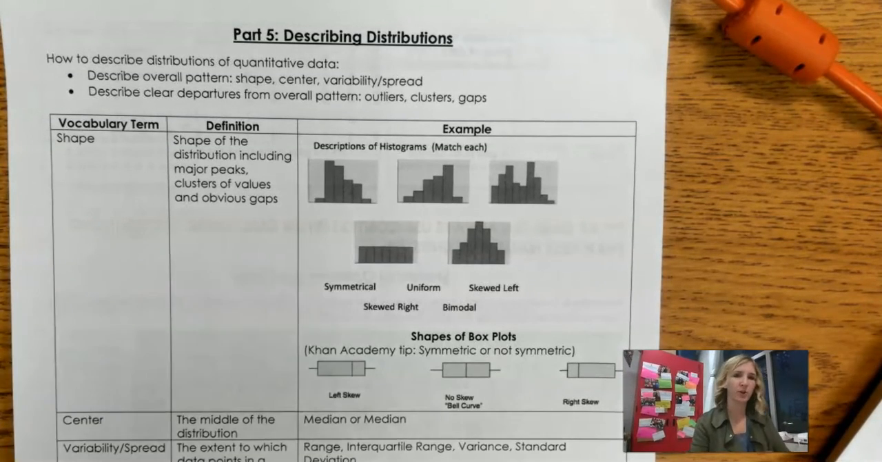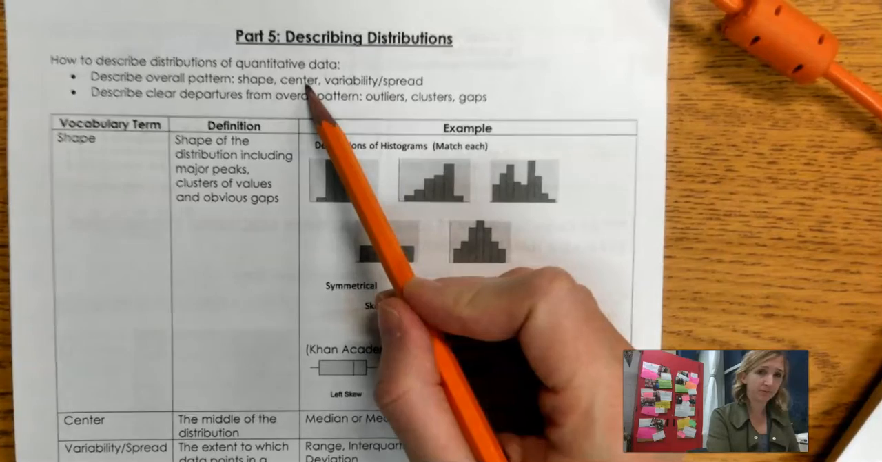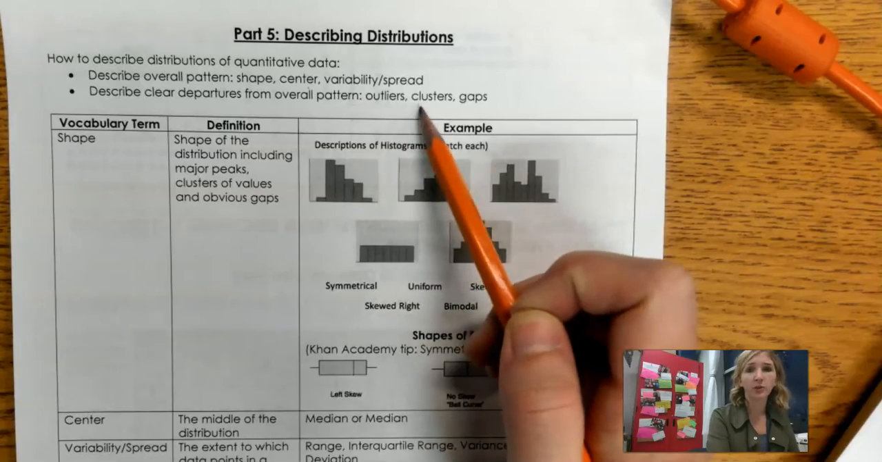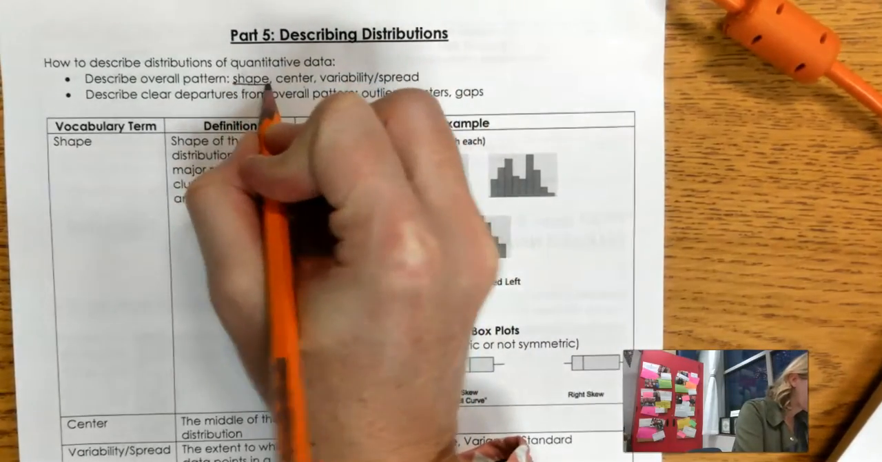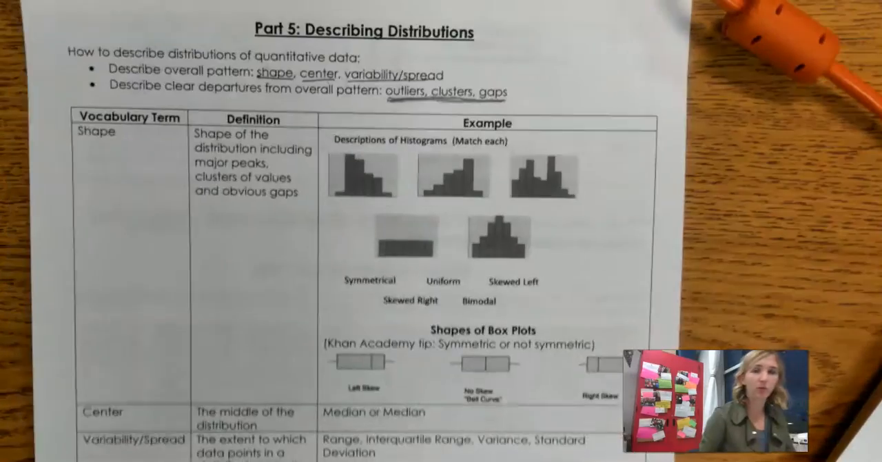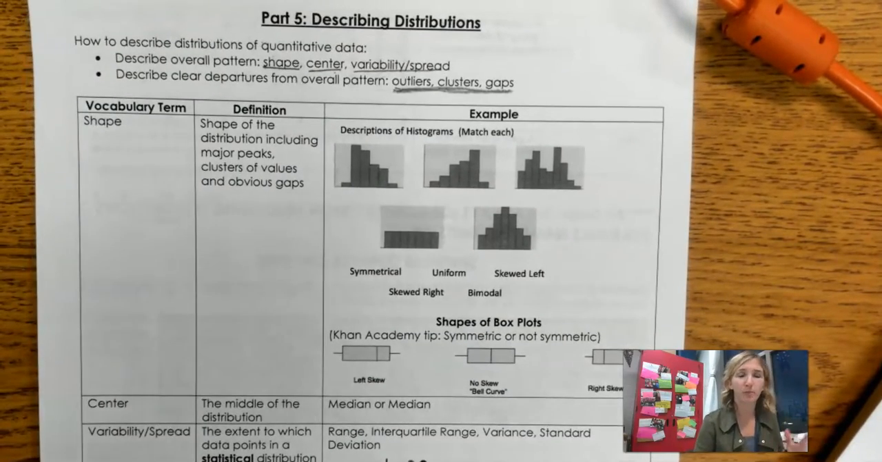All right, AP Stats. We're finishing up this packet with Part 5, describing distributions. All right, how to describe a distribution of quantitative data. So the AP Statistics exam is very prescriptive about how you describe distribution of quantitative data. So there's 4 things that you need to look for: shape, center, variability or spread, and then unusual patterns, outliers, clusters, gaps. So those are the 4 things: number 1, number 2, number 3, number 4. And we'll go through some examples of what a description should look like.